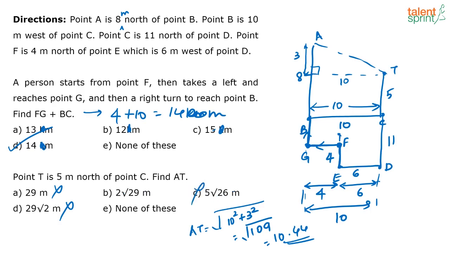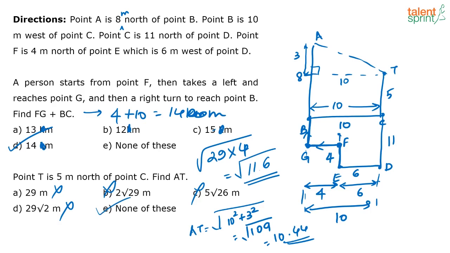Now we are left with 2 root 29. That is nothing but root of 29 into 4, correct? So you get root of 116. If you see, there is no option that gives you the value. It is actually root of 109, so something like 10.44. Here it is root of 109, and here it is root of 116. I am just taking everything inside the root to see what the value is. So none of the options seems to match. The correct answer here will be none of these.